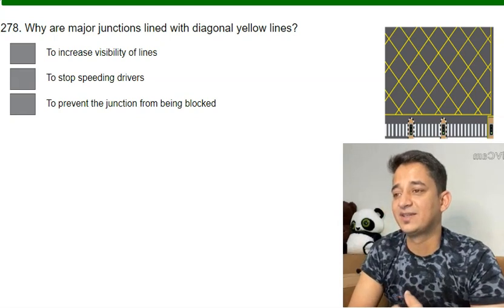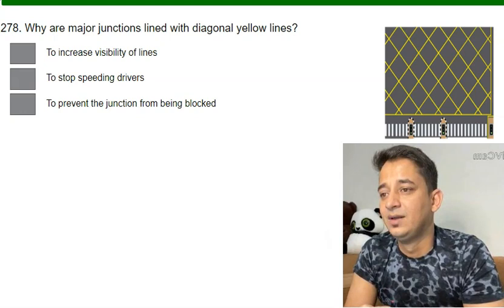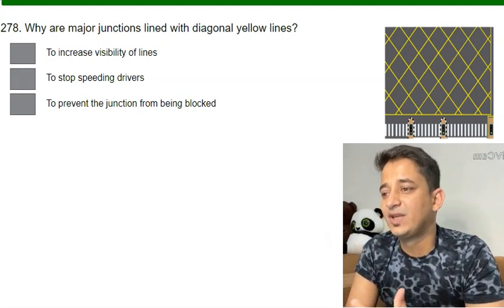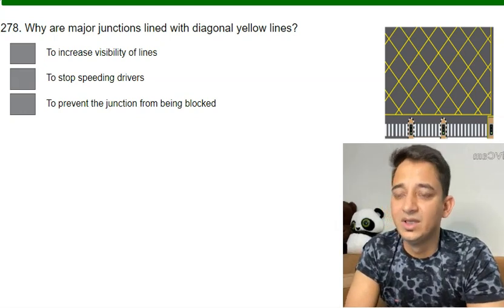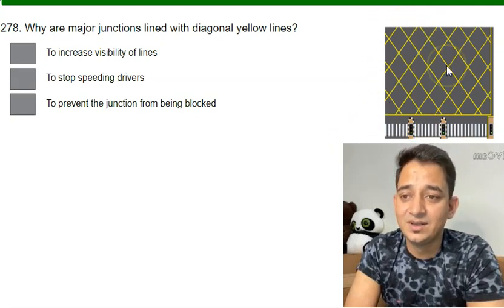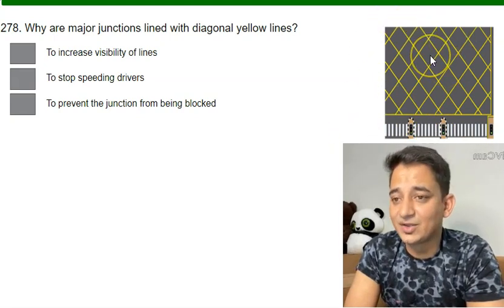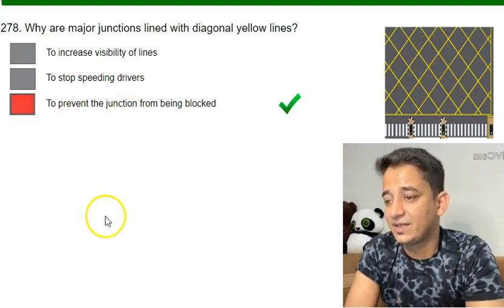Why are major junctions marked with a diagonal yellow line? To increase visibility of the line, to stop speeding drivers, to prevent the junction from being blocked. So this sign, if you see, means if there is any car, you cannot enter even if the signal is green. So this needs to be clear. There should not be traffic on that.